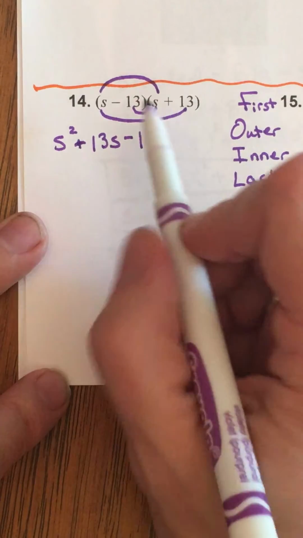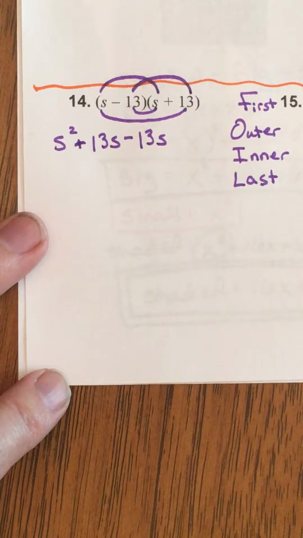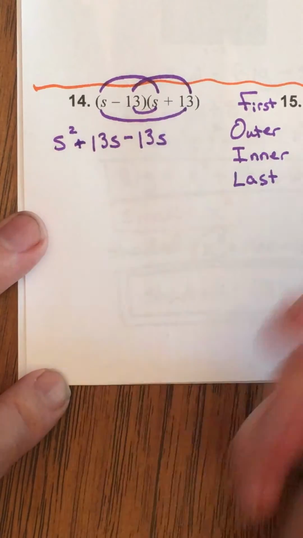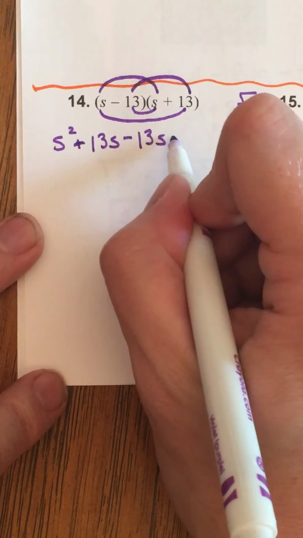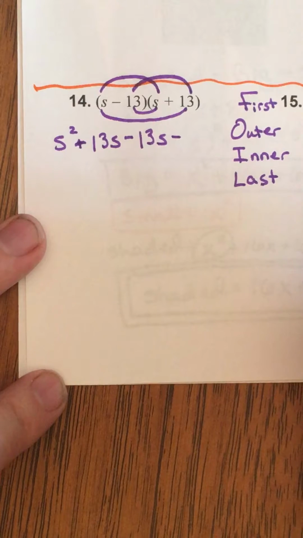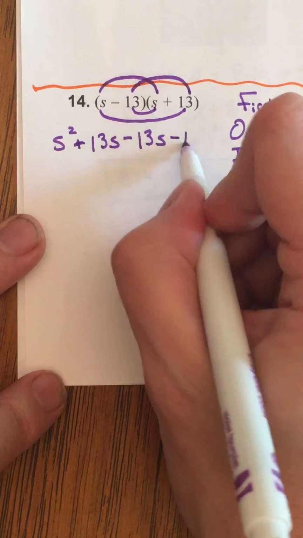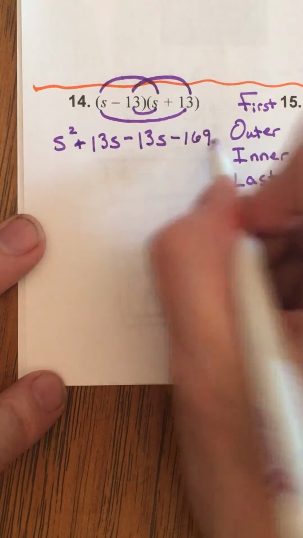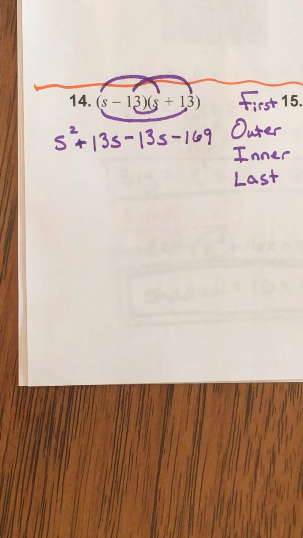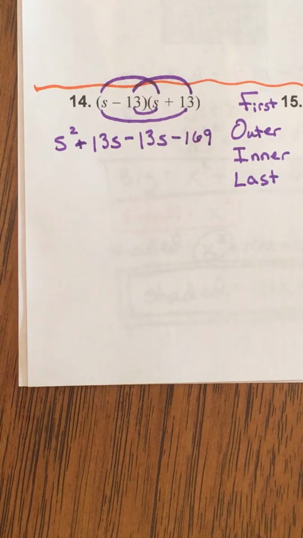And then last, the last from the first binomial times the last on the second binomial. What's a negative times a positive? Good job. It's going to be a negative. And what is 13 times 13? Do you remember? 169. There it is. Okay, we need to combine like terms and see if something special happens.